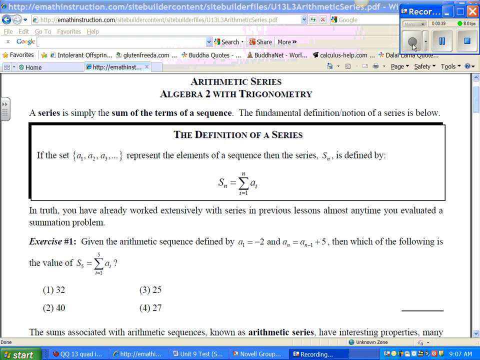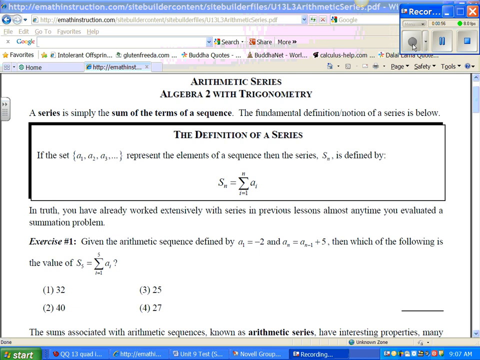And if you look on your reference sheet, you should see a formula for the sum of a series. Do you see it there? There should be two of them. Okay, so you're going to be utilizing those quite a bit. All right, so let's take a look at the first question.